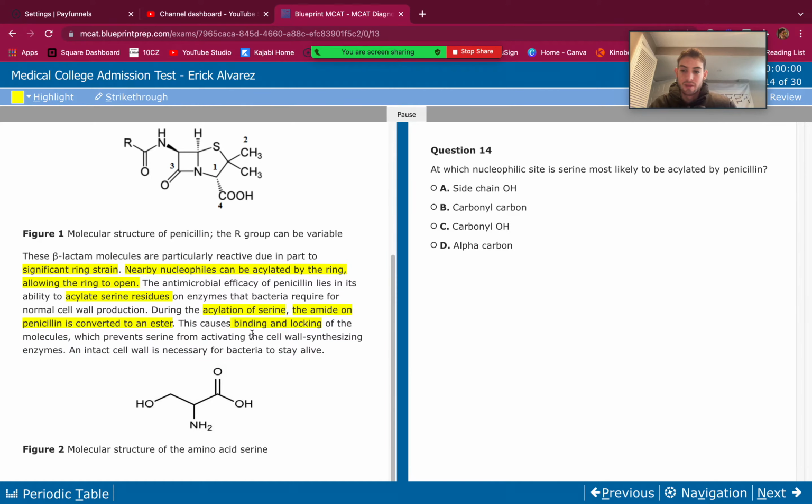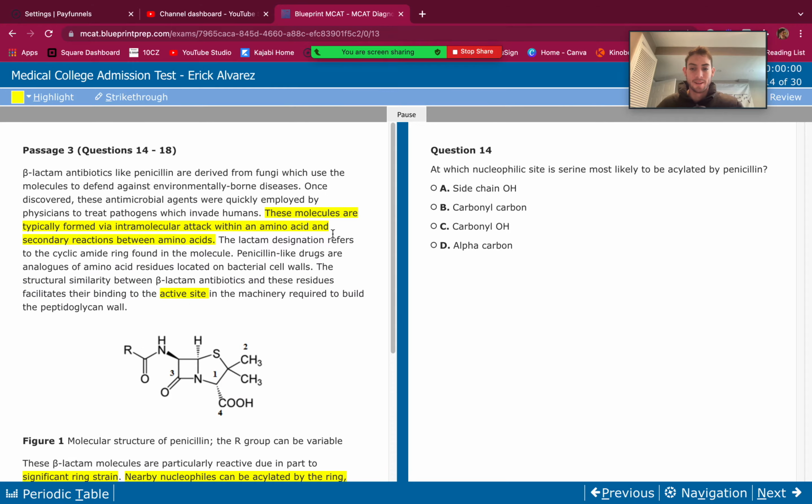What's going on here? Bacteria needs to create a cell wall to live. It's shown right here: an intact cell wall is necessary for bacteria to stay alive. What does penicillin do? Penicillin gets in the way and causes a serine to attack the penicillin. Serine is on the bacteria. When serine goes and attacks the penicillin, it's going to open the ring, and because it opens the ring, it's going to stop the bacteria from making its cell wall. No cell wall, no life. That's what penicillin does. Cool, simple, that's it.